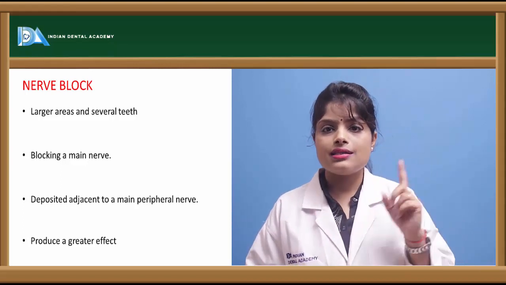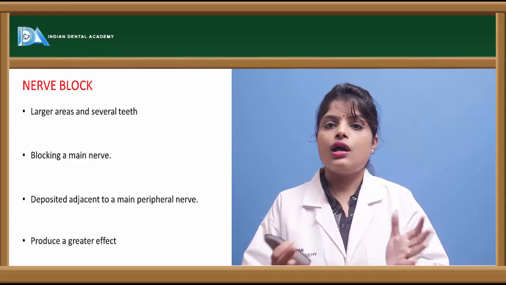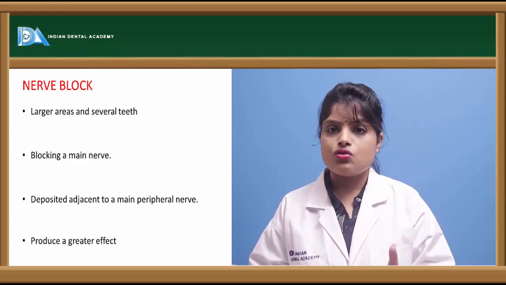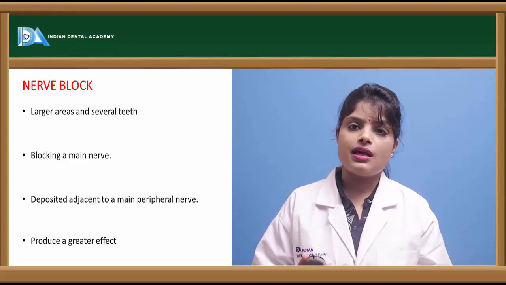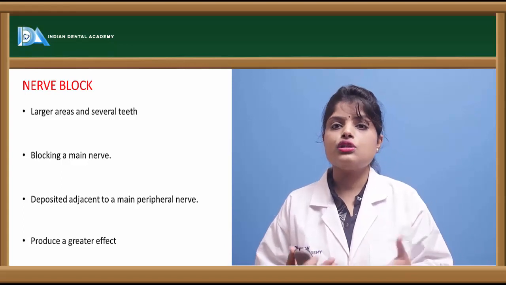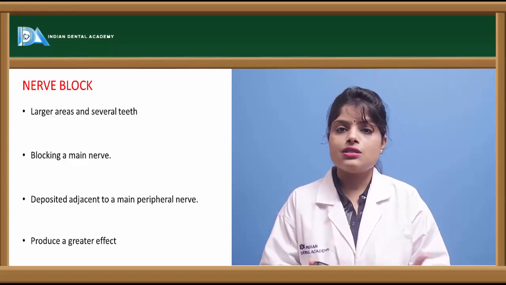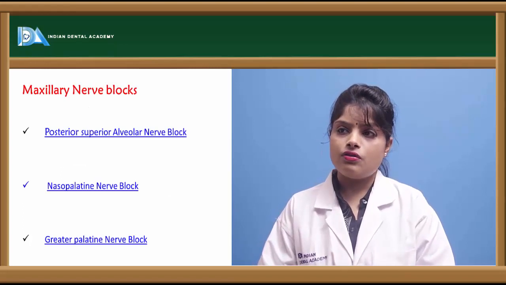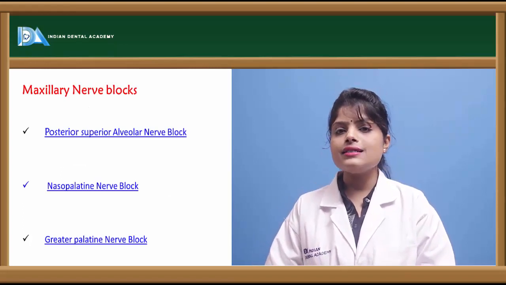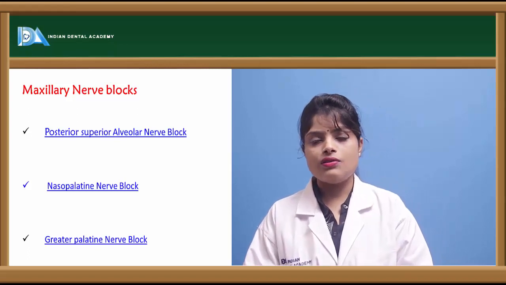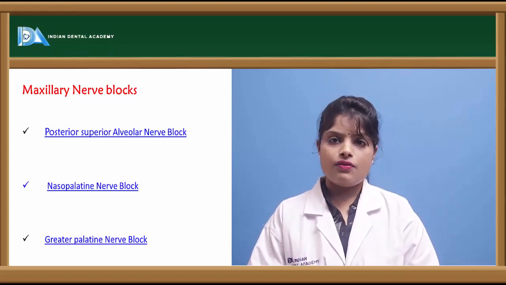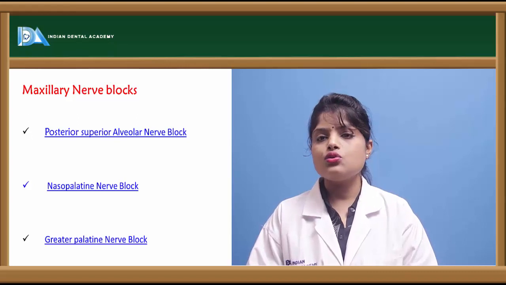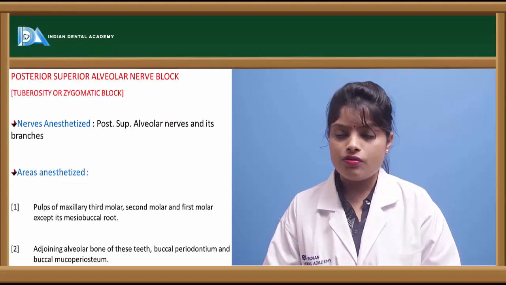So it will anesthetize the entire area that the nerve supplies. It will anesthetize the skin, the periosteum, the tissues, or the teeth supplied by the nerve. So this is the function of the nerve block. Let us come to the techniques of the maxillary nerve blocks. First of all, the posterior superior alveolar nerve block.